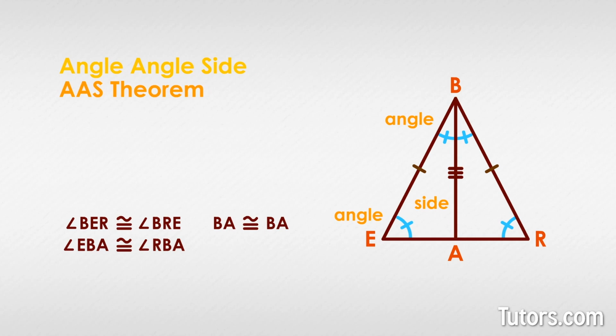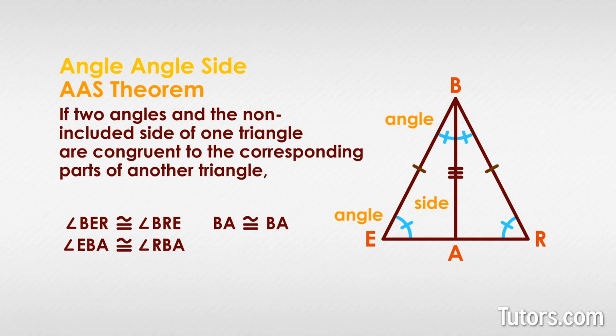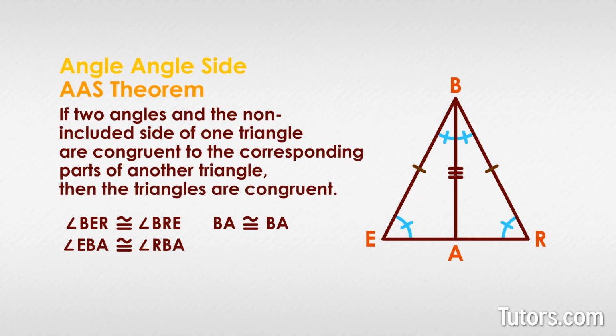The AAS theorem states, if two angles and the non-included side of one triangle are congruent to the corresponding parts of another triangle, then the triangles are congruent. Since AAS proves these two triangles are congruent, then all of their corresponding parts are congruent. So, BE is congruent to BR. The converse of the Isosceles Triangle Theorem is true.